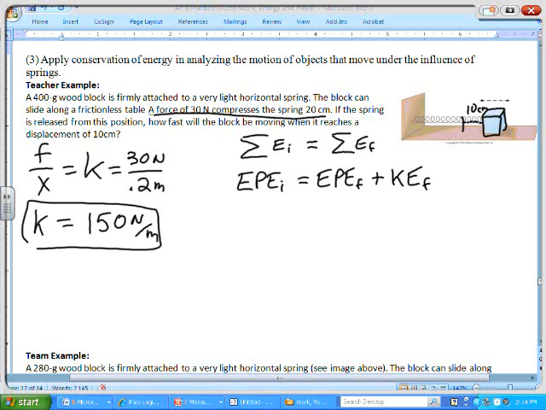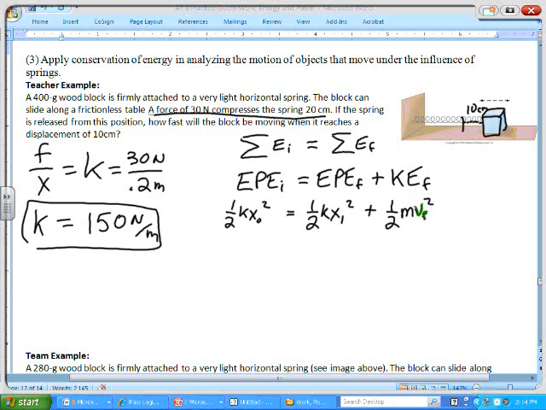Okay, so now we're going to apply our formulas. We know that elastic potential energy is quantified by 1/2 kx squared, so we will apply that formula to both. I'm calling time 0 and time 1 for initial and final. And the formula for kinetic energy is 1/2 mv squared. Okay, so we want to solve for how fast we're going. So that's this term right here.